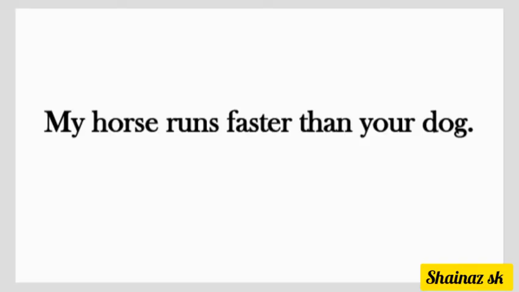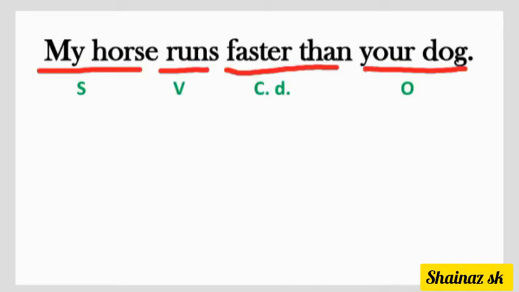My horse runs faster than your dog. Now let us identify the words and name them. Here my horse is the subject, runs is the verb, faster is the adjective in comparative degree, then your dog is object. The same step we will follow. Here we will bring the object in the subject place. So we will write here your dog.